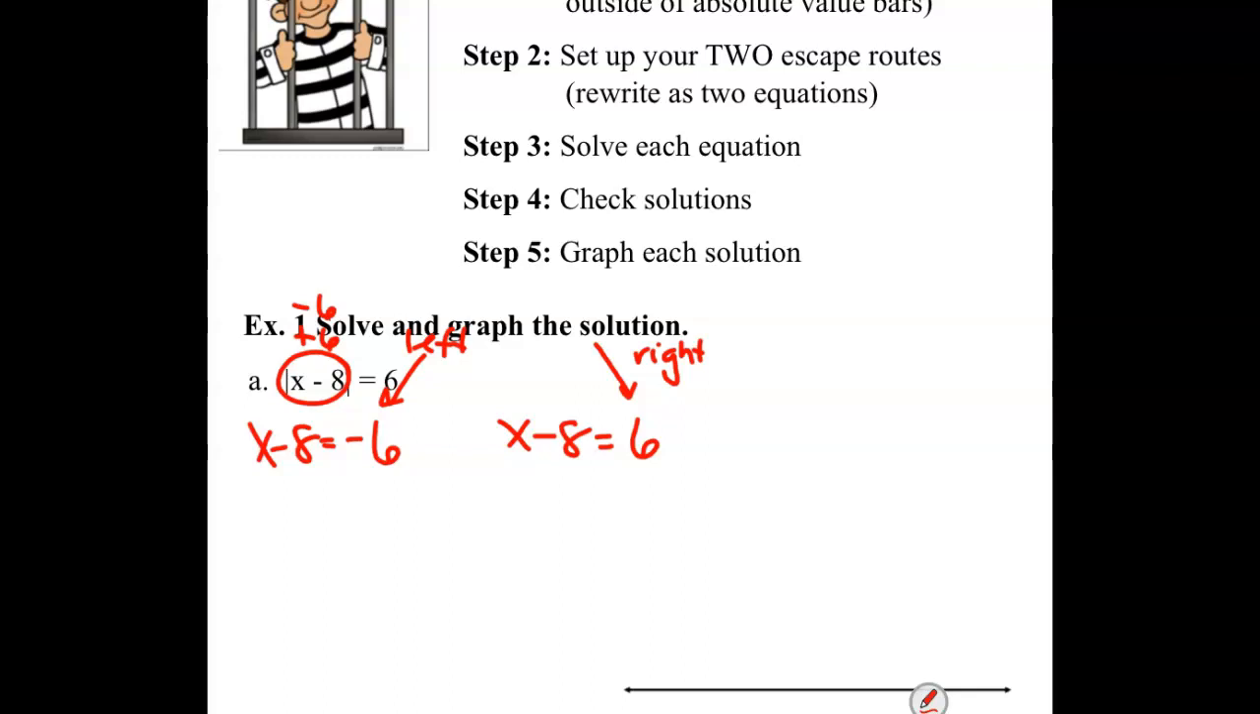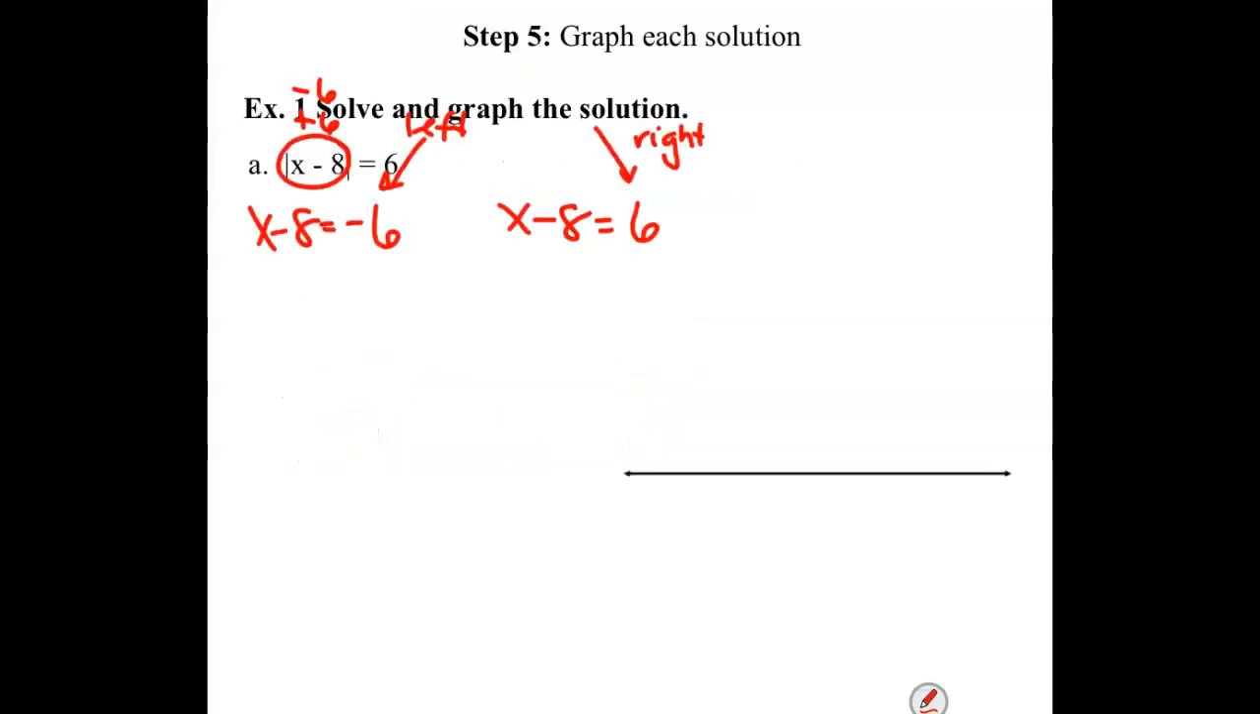All right, how do we solve it from here? We have two different equations to solve. Notice we're out of jail, right? There are no bars. There's no absolute value bars anymore. As soon as you write two equations, you don't need the bars. Add 8 to this and we get 2. Add 8 over here and we get 14.